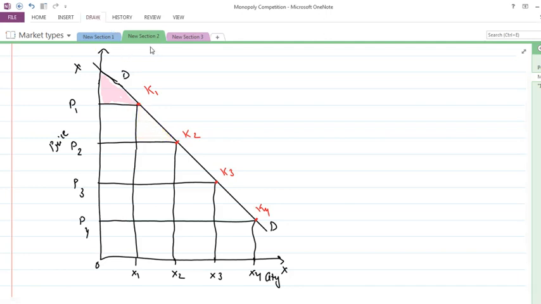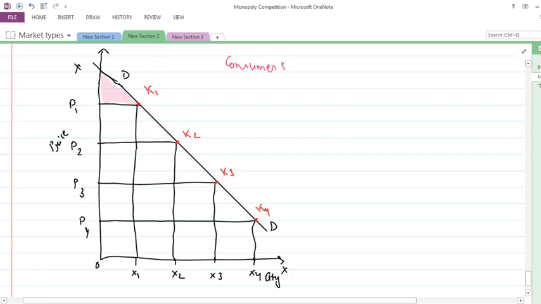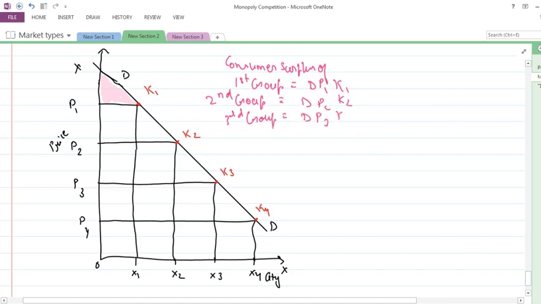So the consumer surplus of the first group is equal to DP1K1. The second group is equal to DP2K2. Third group is equal to DP3K3. Fourth group is equal to DP4K4. That's the surplus for each of the groups. In this manner, the consumer surplus is created. The first group would be having the least amount of consumer surplus, whereas the fourth group would be having the maximum consumer surplus in this case.